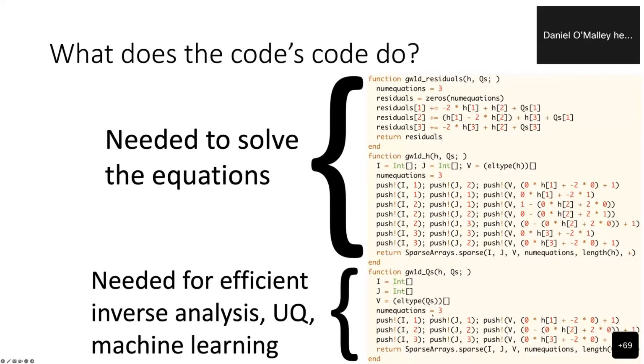And if you want to be doing efficient things like inverse analysis, uncertainty quantification, and machine learning, you need these other Jacobians. And so it can automatically write all these Jacobians for you.